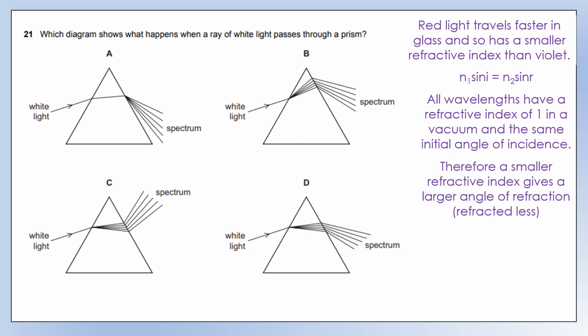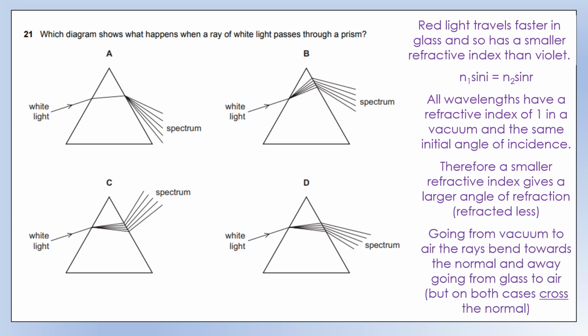So n1 sine I is the same for all the wavelengths at the first boundary. So a smaller refractive index gives a larger angle of refraction to equal the same n1 sine I term. Sometimes we describe that as being refracted less. Going from a vacuum to air, the rays bend towards the normal, and going away from the normal when they go from glass to air, but in both cases they must cross over the normal.